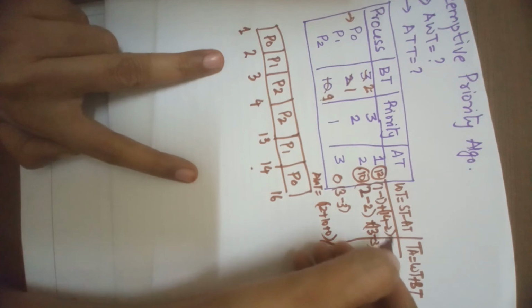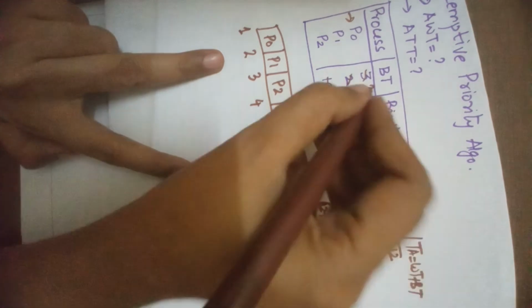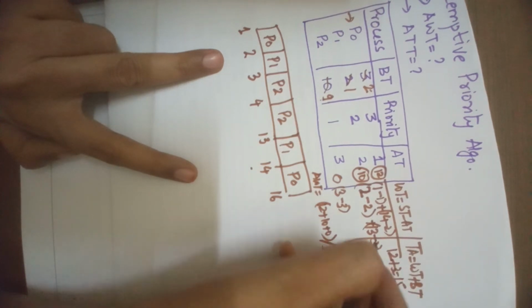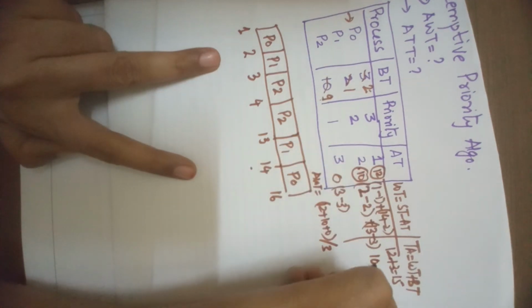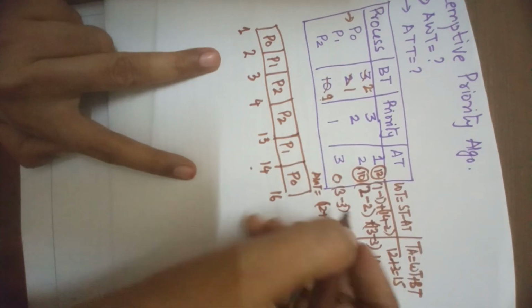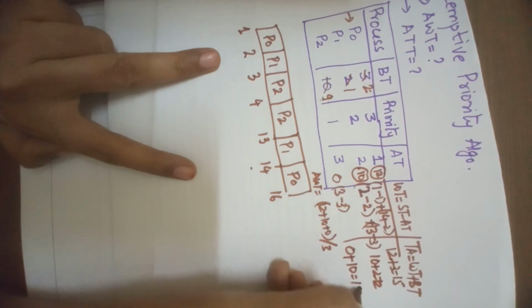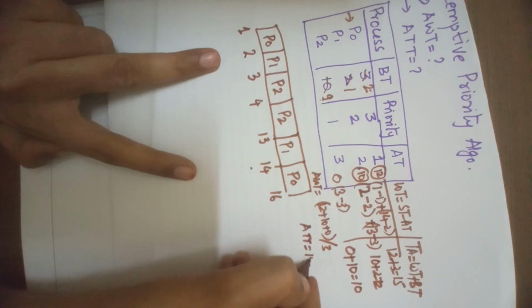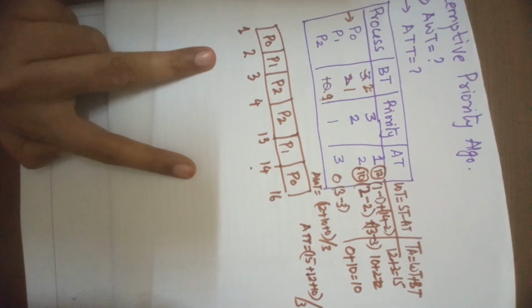Now the turnaround time is waiting time plus burst time. The waiting time for P0 is 12 plus the burst time of 3, that will be 15. The waiting time for P1 is 10 with the burst time of 2, so it will be 12. The waiting time for P2 is 0 and the burst time is 10, so that will be 10. So the average turnaround time will be 15 plus 12 plus 10 divided by 3.